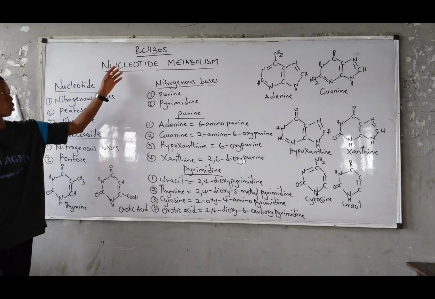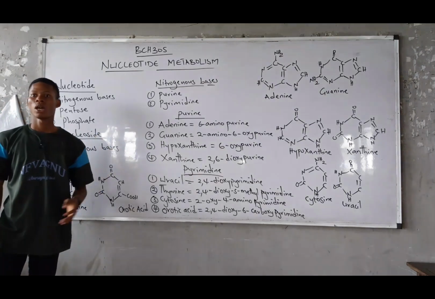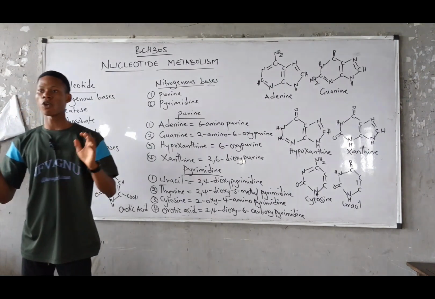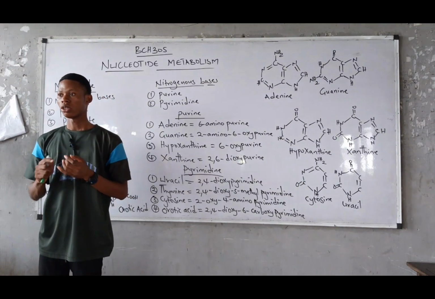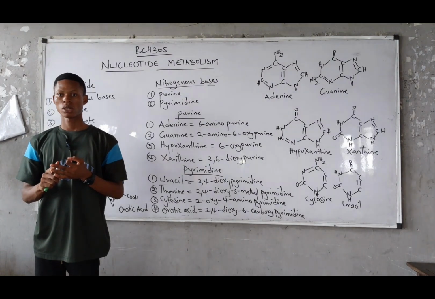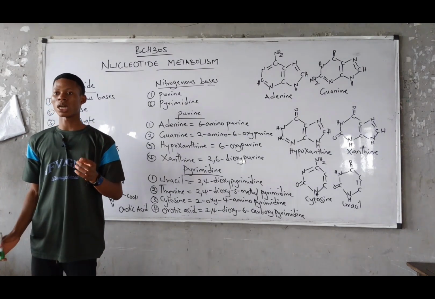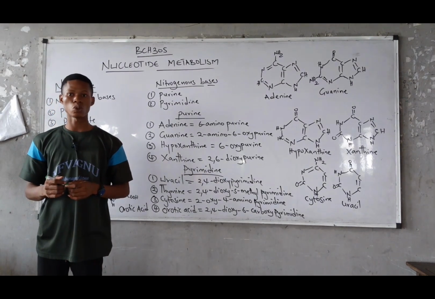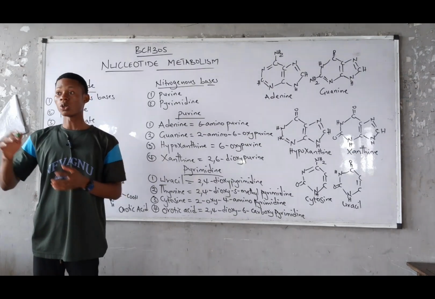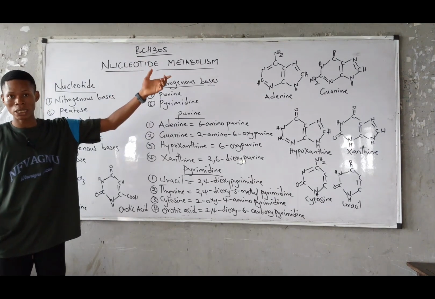Okay, so we'll be talking about nucleotide metabolism. And we all know that we have four main macromolecules, right? Nucleic acid, lipid, protein, and what? And carbohydrates. Now, nucleic acid is one of the macromolecules. And the building block of nucleic acid is what? Nucleotides, right? Now, we're going to look at how the nucleotides are metabolized.